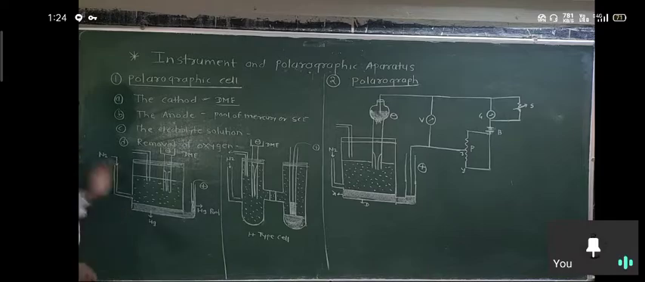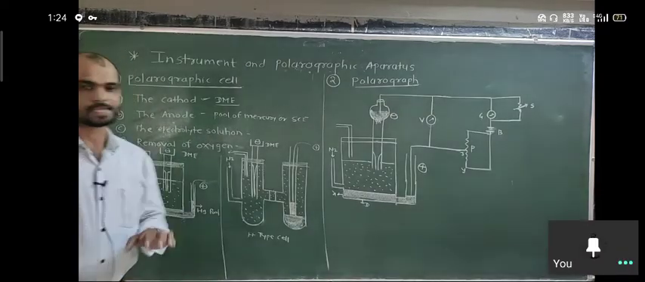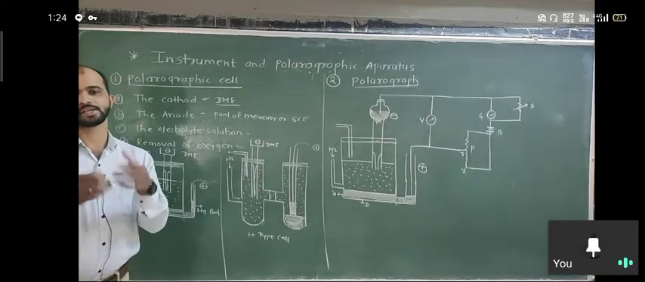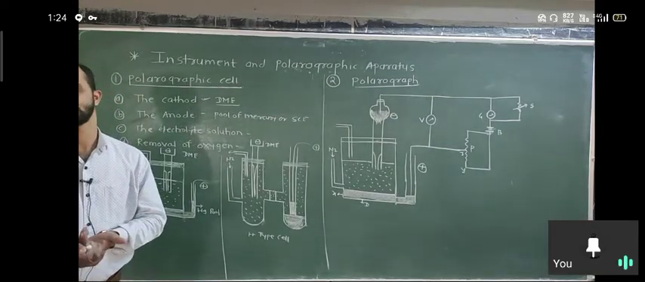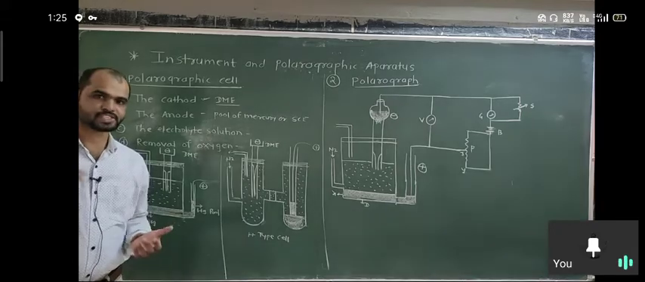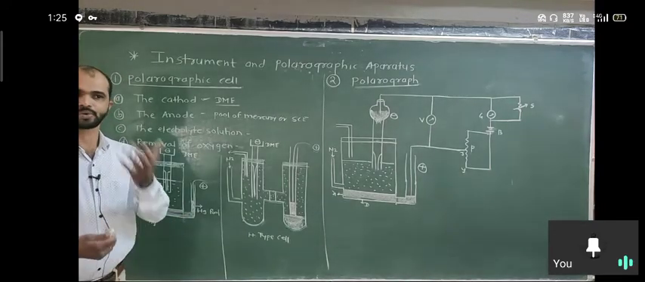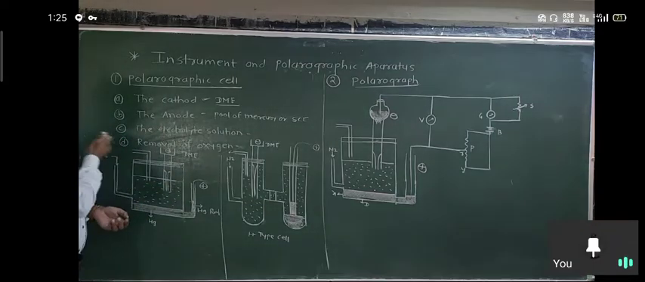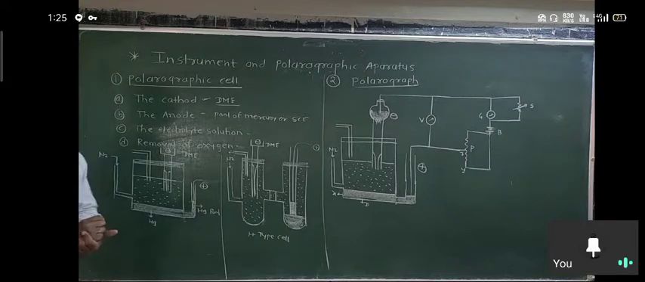For removal of oxygen, always use nitrogen gas. Do you know the reason why? Because nitrogen gas is denser than oxygen. The denser gas is allowed to pass, so the lighter gas comes to the top and is eliminated or removed from the analysis chamber.